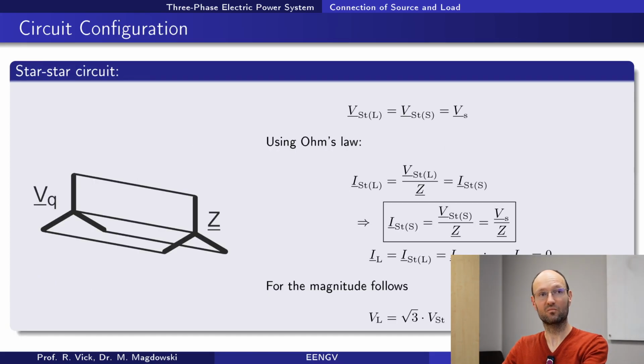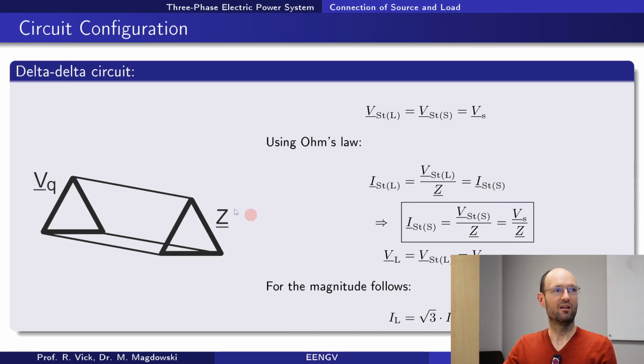Okay, so if we do this star-star thing, voltages are equal, currents are equal, and we can just calculate the current by Ohm's law. Nothing really interesting happens from my point of view, and the line voltages, as discussed before, are square root of 3 times larger. Okay, so if we do a delta-delta connection, it's also quite simple because the voltage here will be the same as the voltage here.